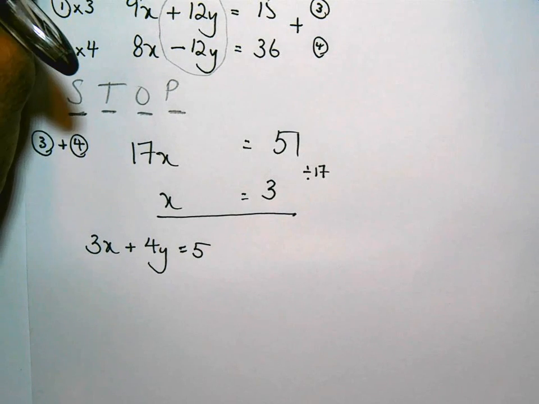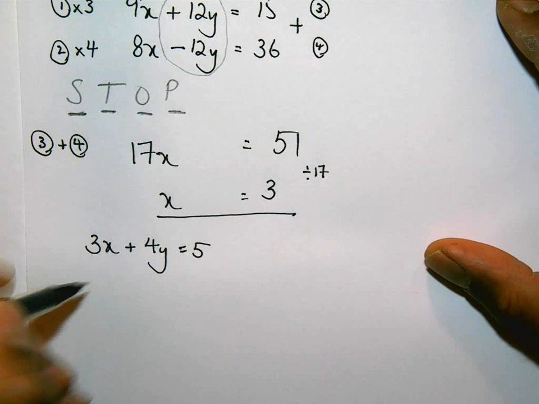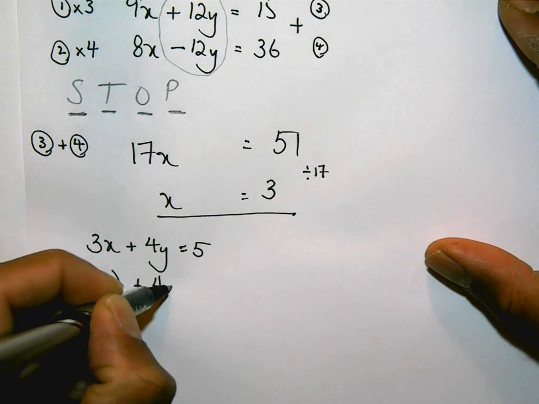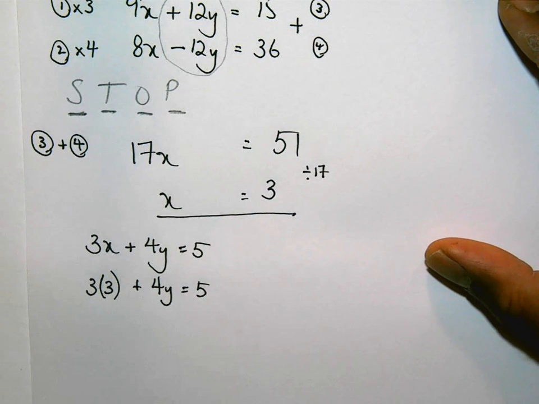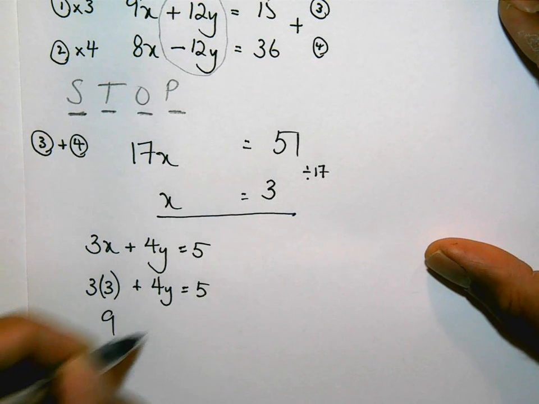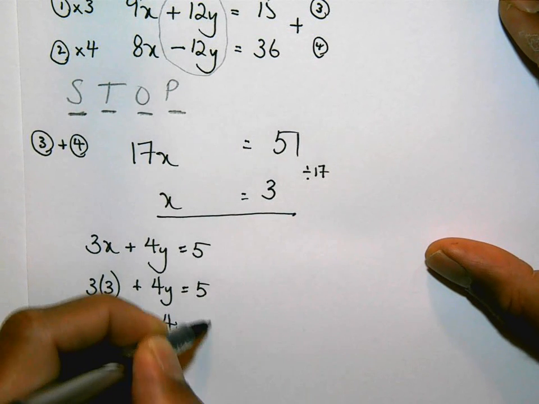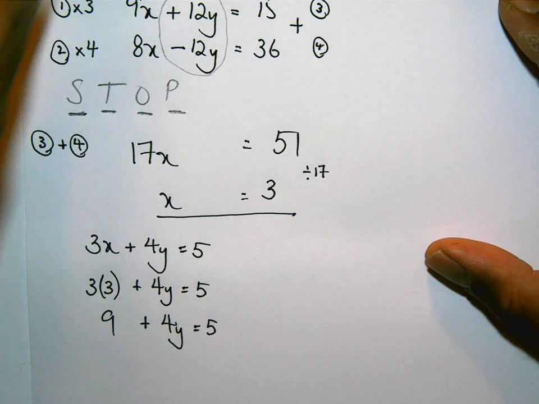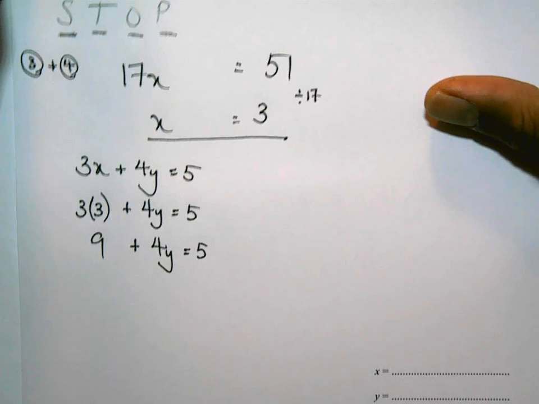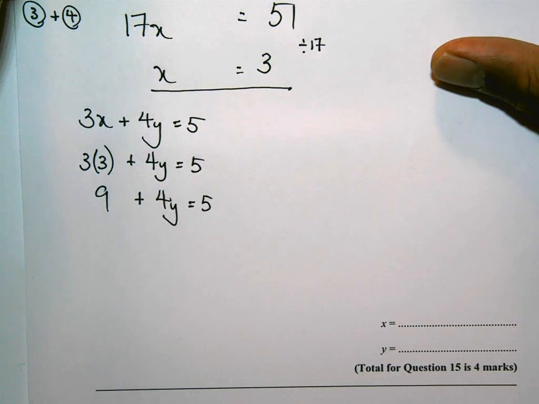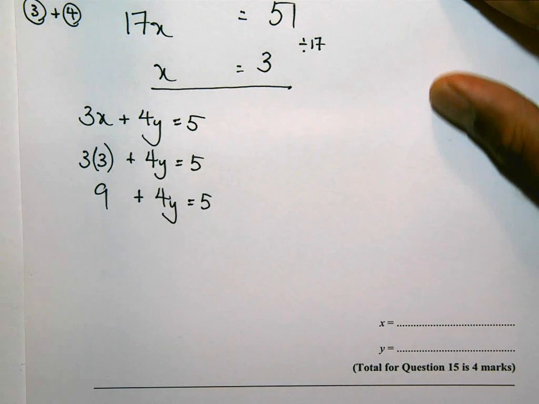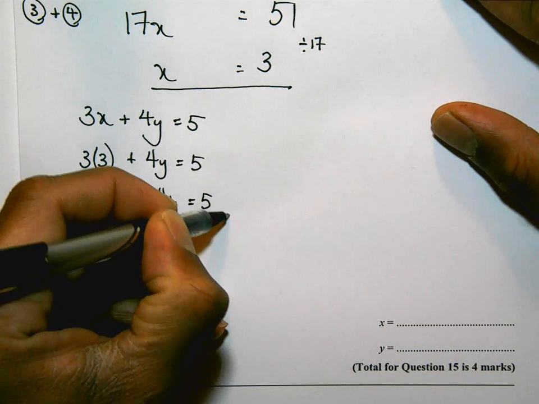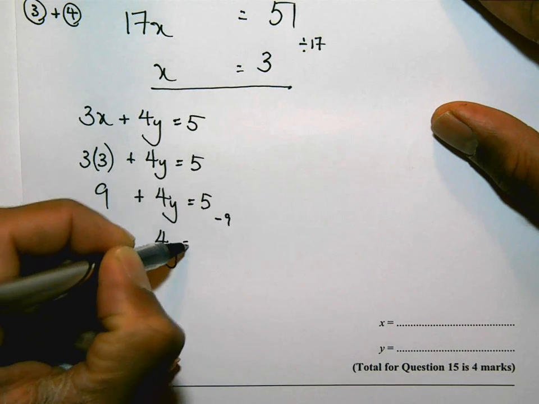I know that x is equal to 3, so I'm going to do 3 times 3 plus 4y is equal to 5. 3 times 3 is 9 plus 4y is equal to 5. I need to get rid of that 9. Remember, that's positive 9 because there's no sign in front of it. So I'll take away 9 from this side. I've got 4y is equal to minus 4.